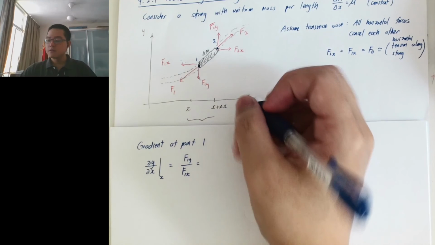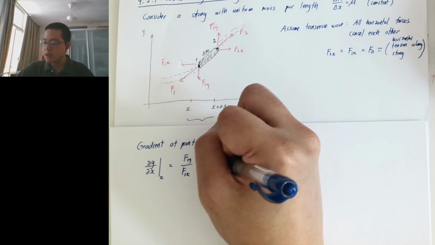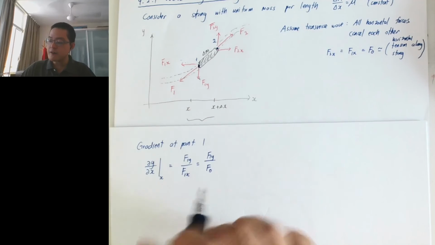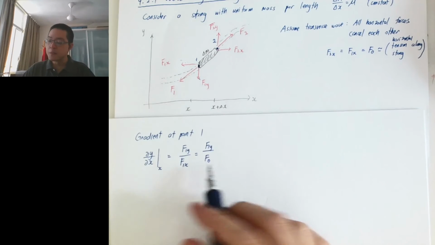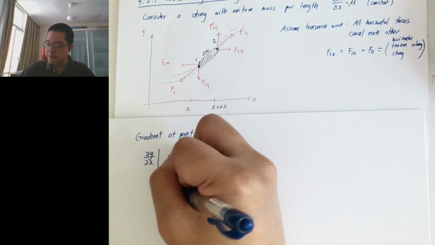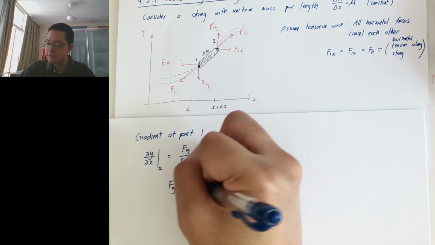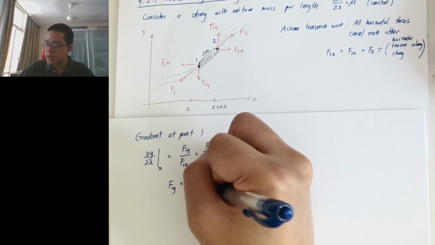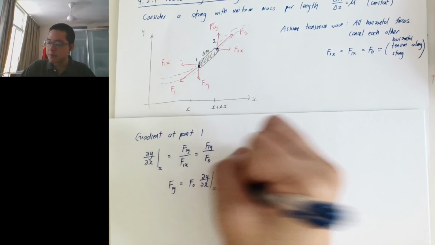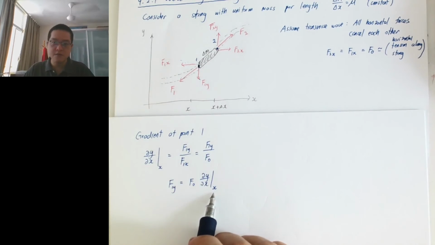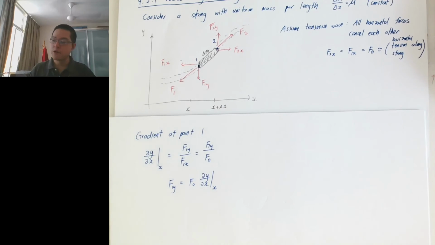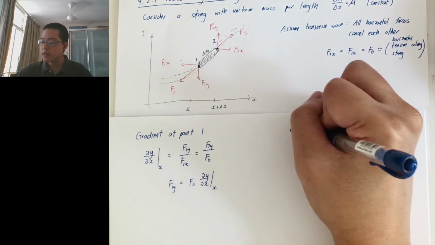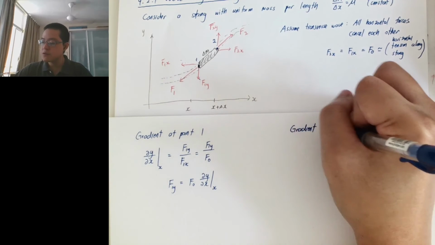The horizontal force I'm calling F0. So in other words, F1y is equal to F0 times partial y partial x, where this partial y partial x is calculated at x. This is the gradient at point 1, and then you do the same for the gradient at point 2.